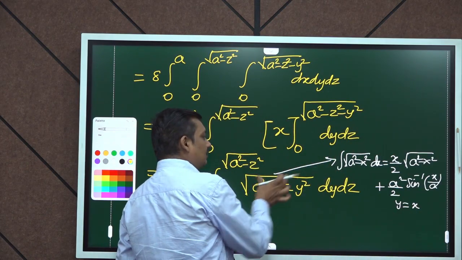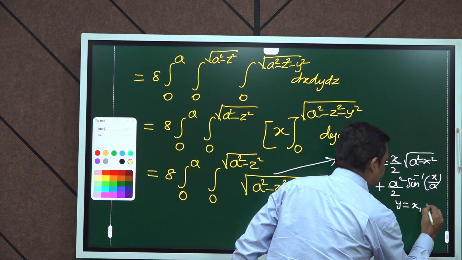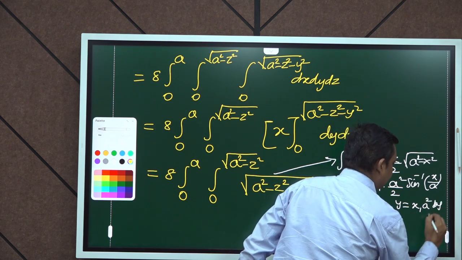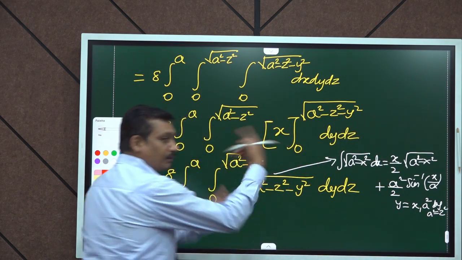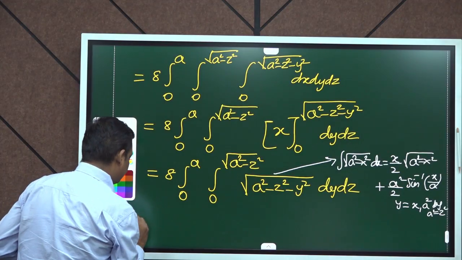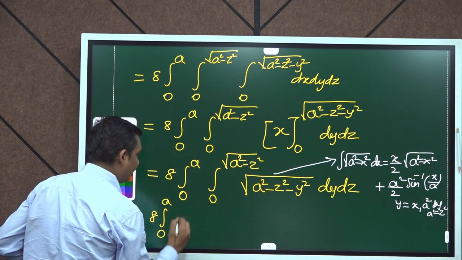And the next one, a squared is equal to a squared minus z squared. So that is the equation. Now replace this equation in terms of this problem. So what is our result? 8 integral 0 to a.